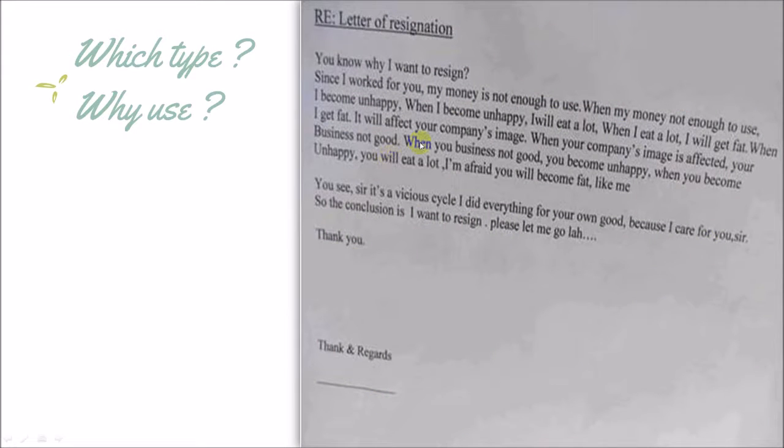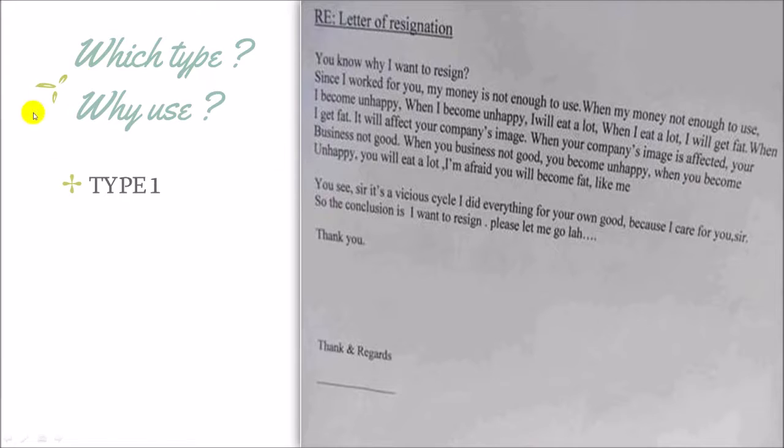Read this letter here. And tell me which type is used here. Type 1 or type 2? Okay? Alright, you can see it is type 1.